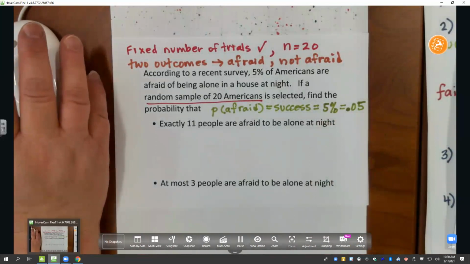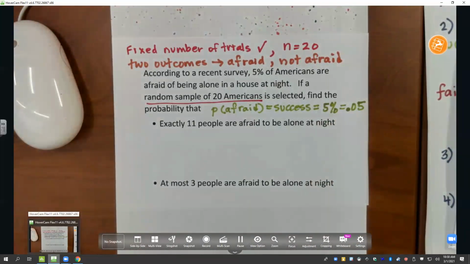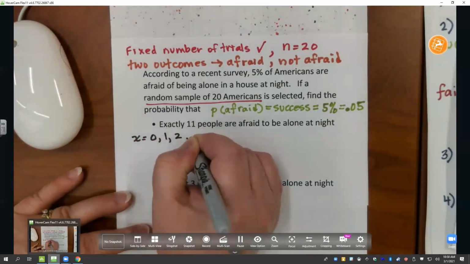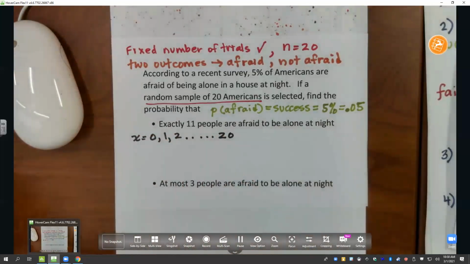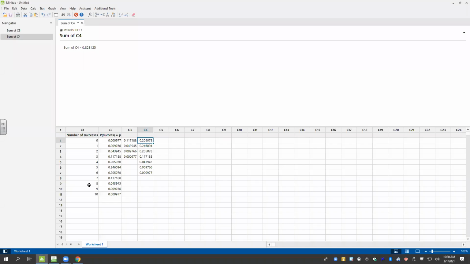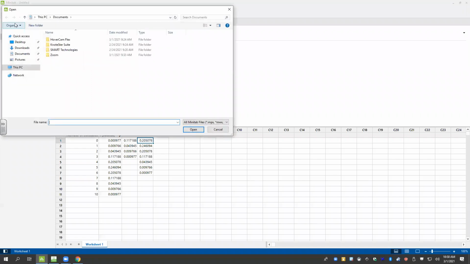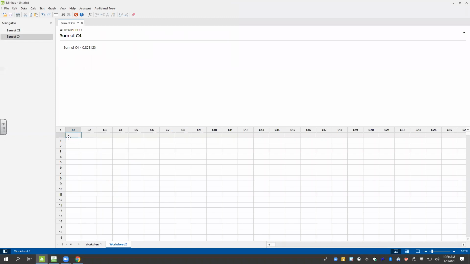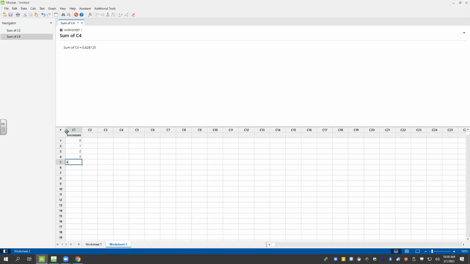Okay, so for my X values, again, thinking about the number of successes, in this case, you got to include 0 all the way up to 20. So I'm going back to Minitab. And I could use the same worksheet again, but to try to avoid confusion for you guys, I'm going to get a new worksheet. Okay, so my successes would be 0, 1, 2, 3.